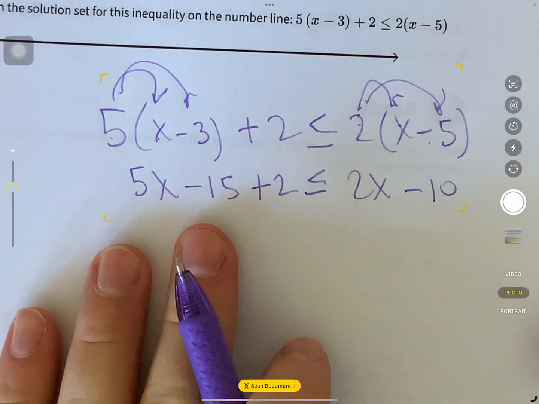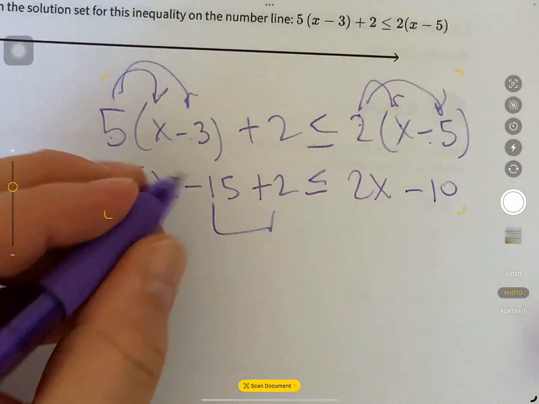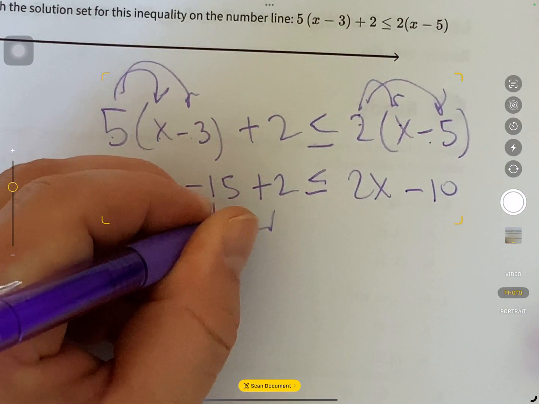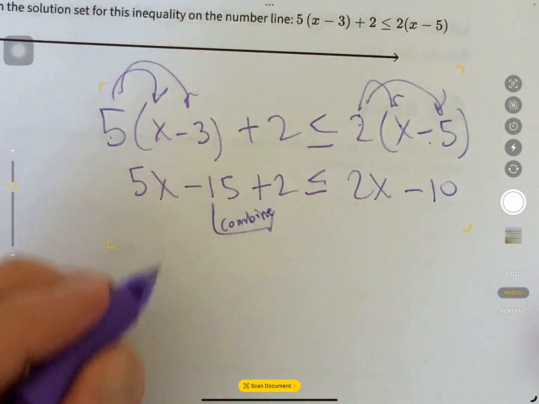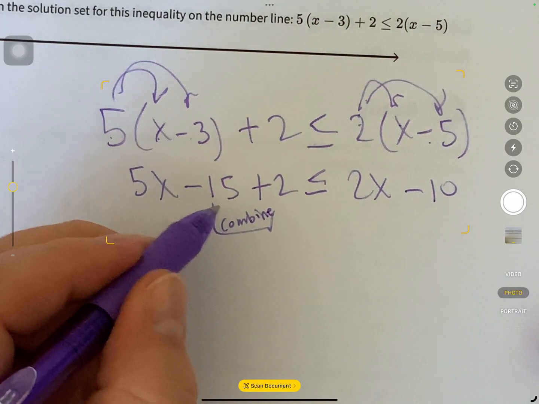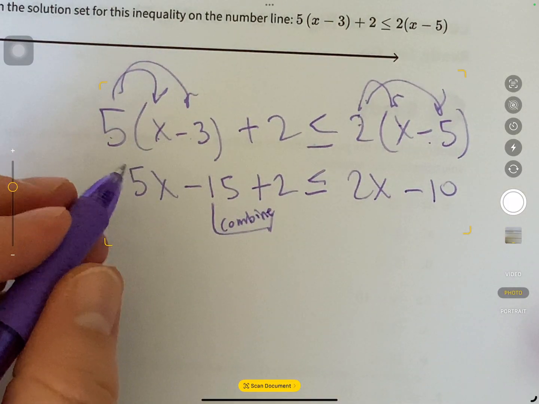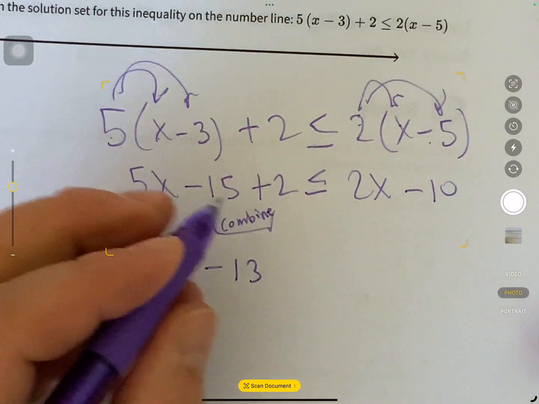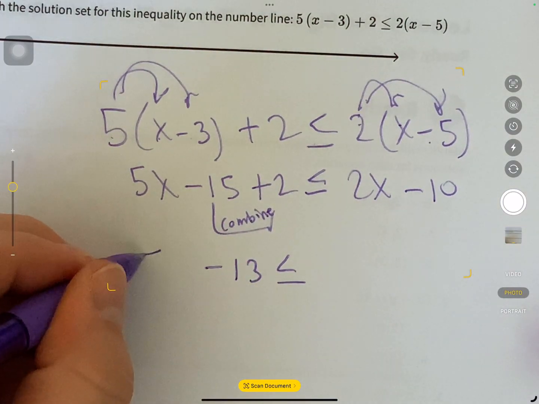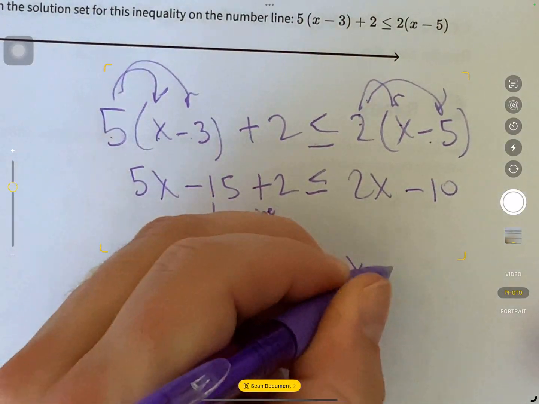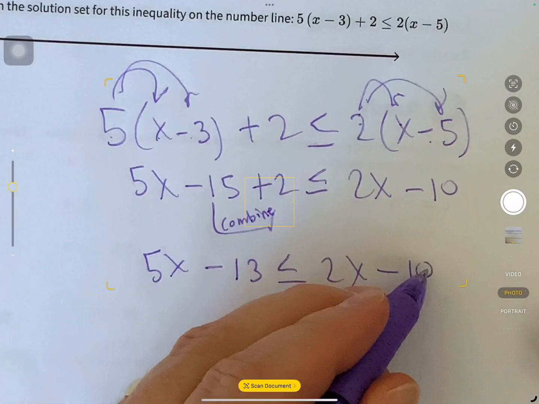Now, what do I do now? I'm telling you, we gotta combine. You gotta use that word, combine. Try saying it, say combine. And that means that these go together. What is negative 15 plus 2? It's negative 13, that's right. And then we're gonna bring everything down one more time. So now we're ready to solve.